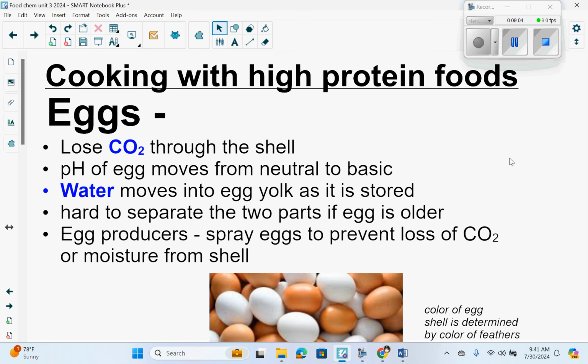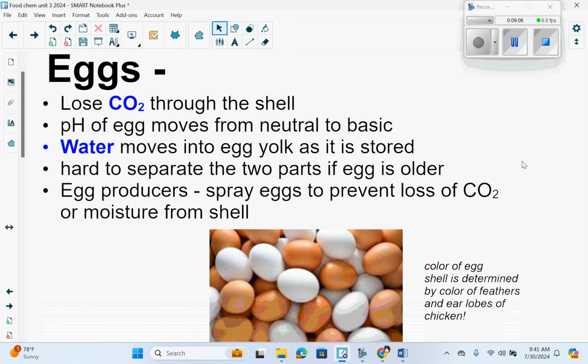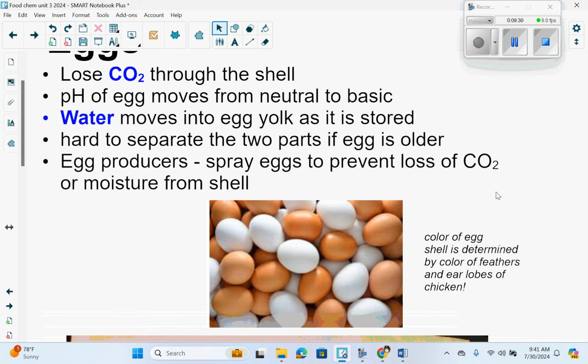Cooking with high protein foods. So let's look at eggs. Eggs lose their carbon dioxide through their shell. The pH of an egg moves from neutral to basic when this happens. Water moves into the egg yolk as it is stored, and it's hard to separate the 2 parts of the egg if the egg is older. So egg producers will spray eggs to prevent this loss of carbon dioxide and moisture from the shell.